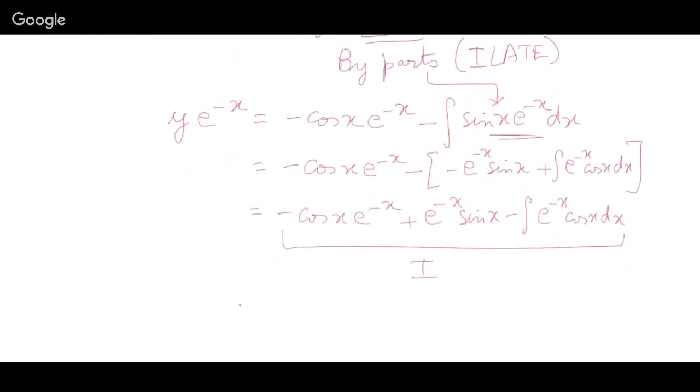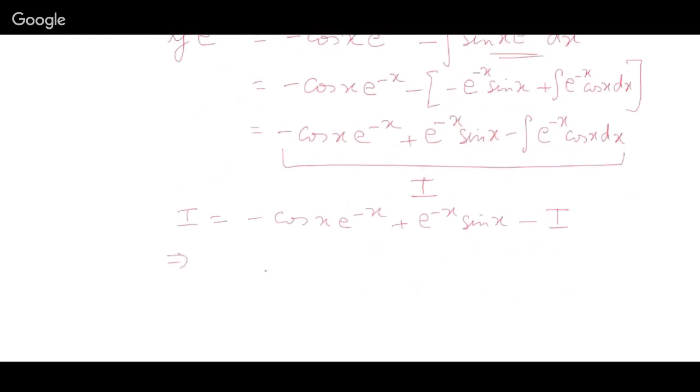So we can write this as I is equal to minus cos x e to the power minus x plus e to the power minus x sin x minus I, and now taking I both on one side, we will get I to be equal to half times sin x minus cos x into e to the power minus x.